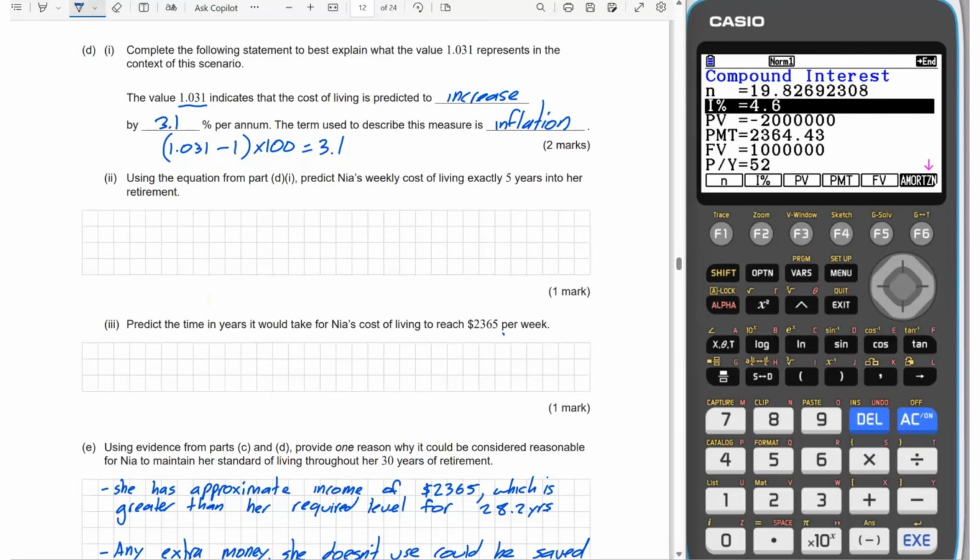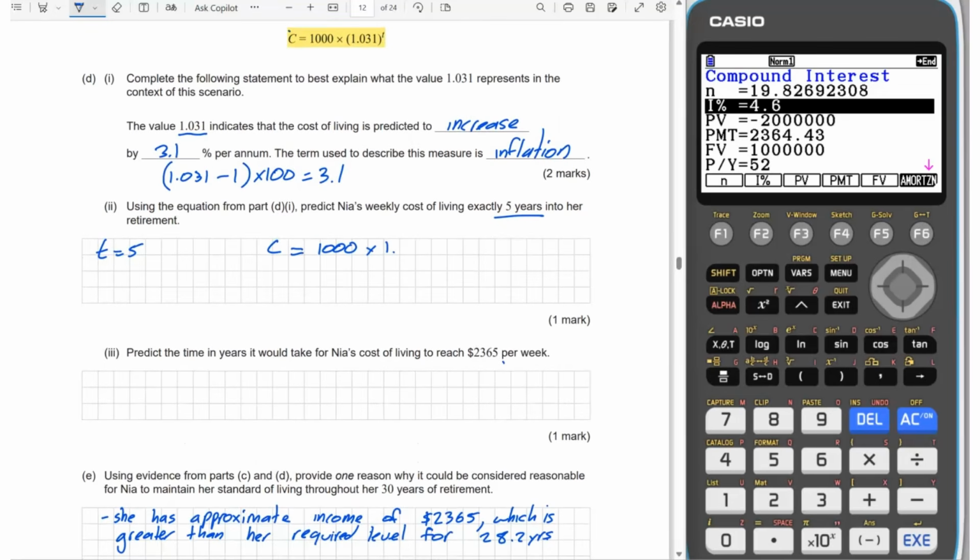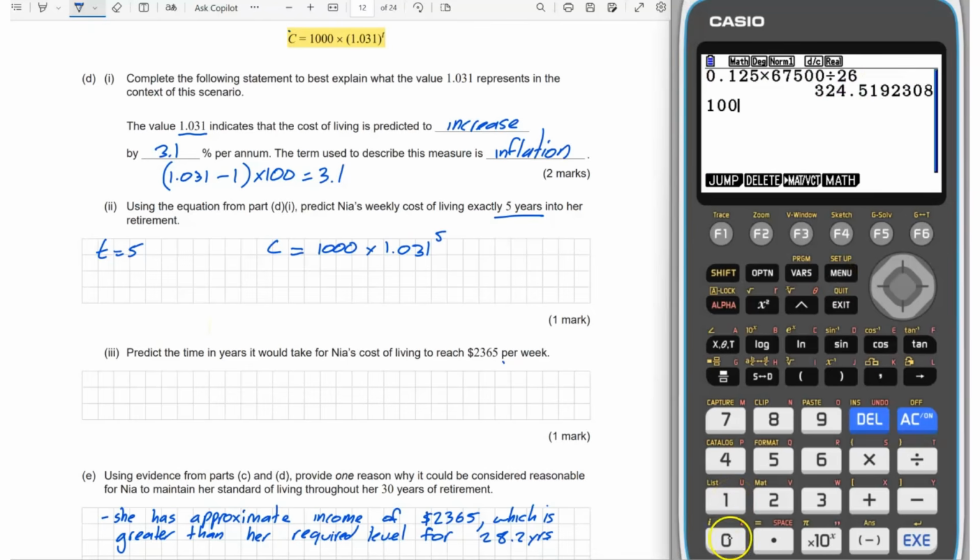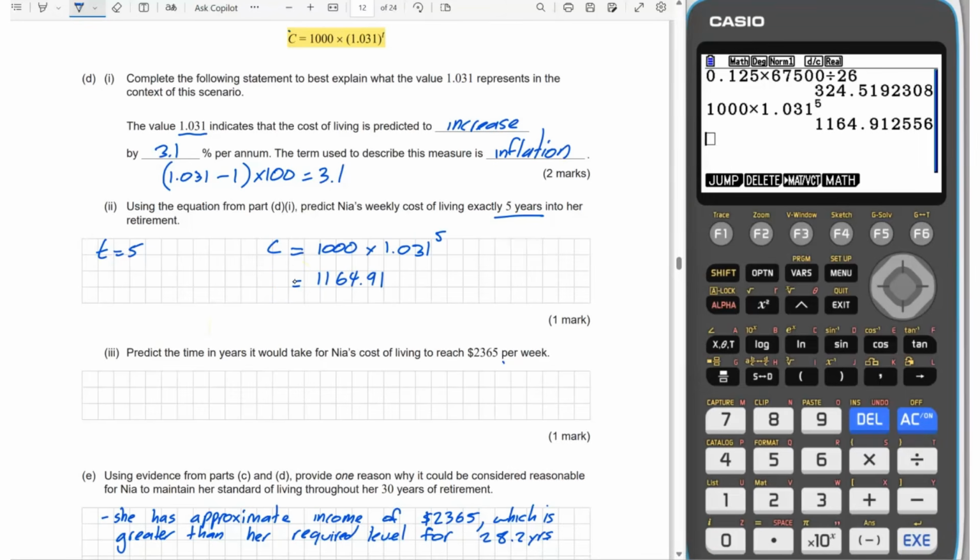So using the equation from part D, I predict Nia's weekly cost of living exactly 5 years into her retirement. So for this question here, we've got t is equal to 5, and so C is equal to 1,000 times 1.031 up to the power of 5. Okay, so it's going to equal $1,164.91 per week.